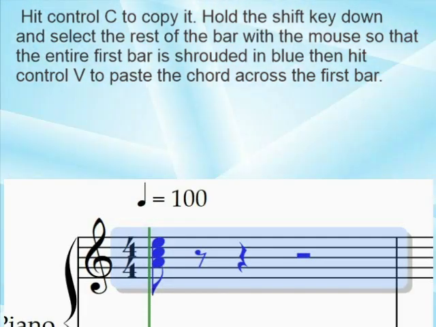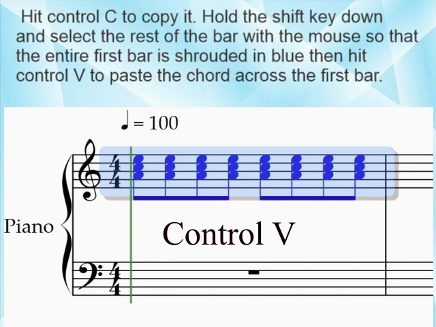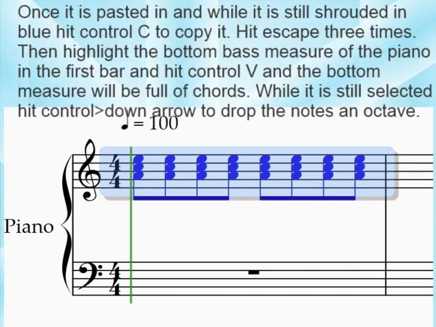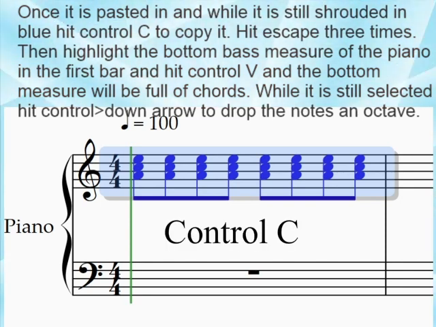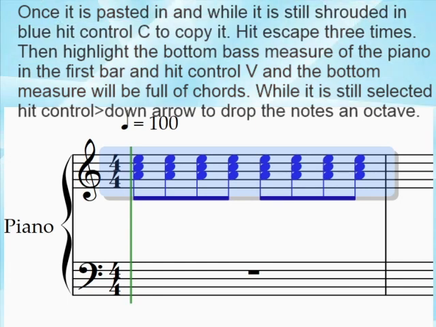Hold the shift key down and select the rest of the bar with the mouse so that the entire first bar is shrouded in blue. Then hit Ctrl V to paste the chord across the first bar. Once it is pasted, and while it is still shrouded in blue, hit Ctrl C to copy it. Hit escape 3 times.